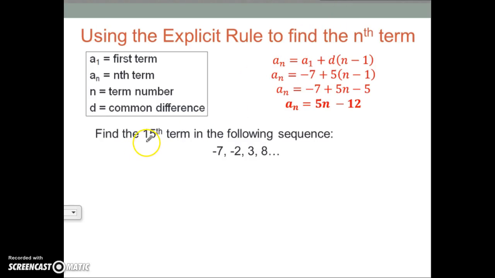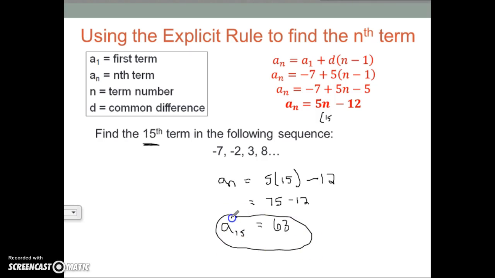In this example, same sequence, we want the 15th term, so you replace n with 15. So a sub n equals 5 times 15 minus 12. 5 times 15, that's 75, minus 12 to get our 15th term of 63. So a sub 15 equals 63.